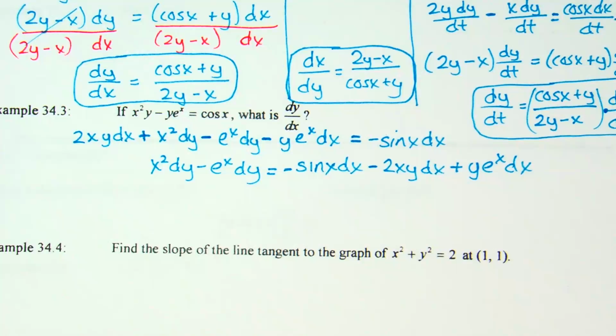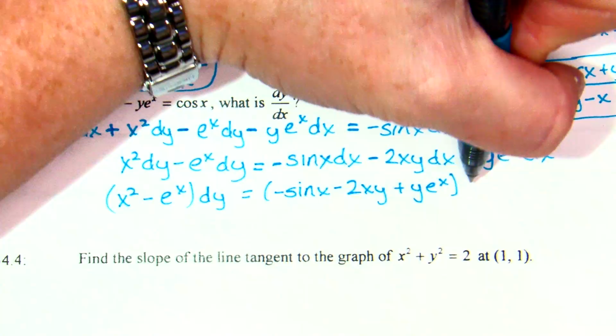Okay. And depending on your talent level, maybe you already factored out. But on the left, I'm going to factor out the dy. So I have x squared minus e to the x times dy. On the right, we're going to factor out dx. So negative sine x minus 2xy plus y e to the x times dx.